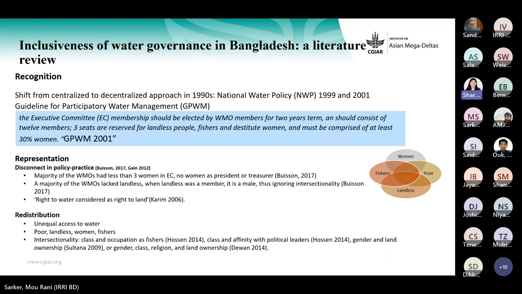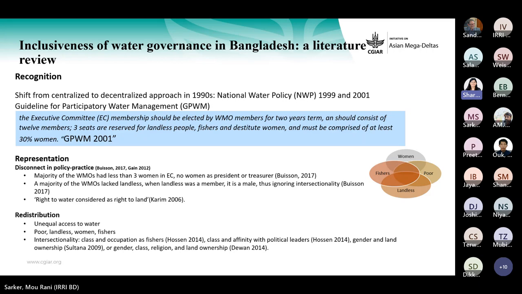As Dr. Salahuddin mentioned before, water management in Bangladesh really tried to shift to a more decentralized approach in the 1990s, with the formulation of the National Water Policy in 1999 and the following guideline for participatory water management. The guideline highlights that the executive committee of the water management groups should consist of 12 members and at least 30% should be women. Other seats are also reserved for landless fishers and other groups.